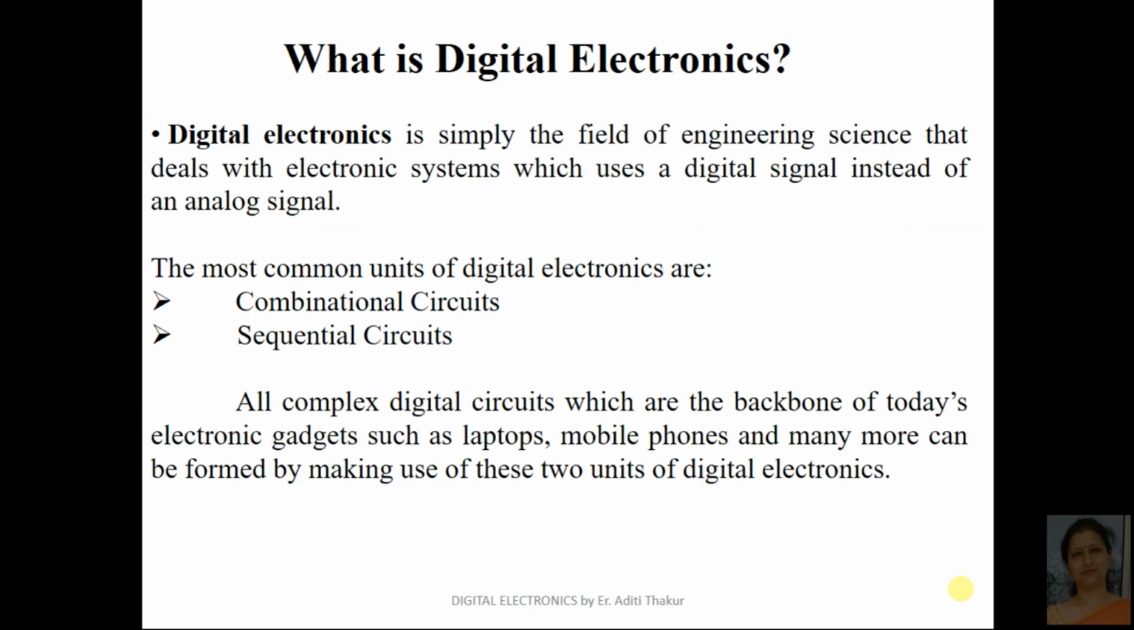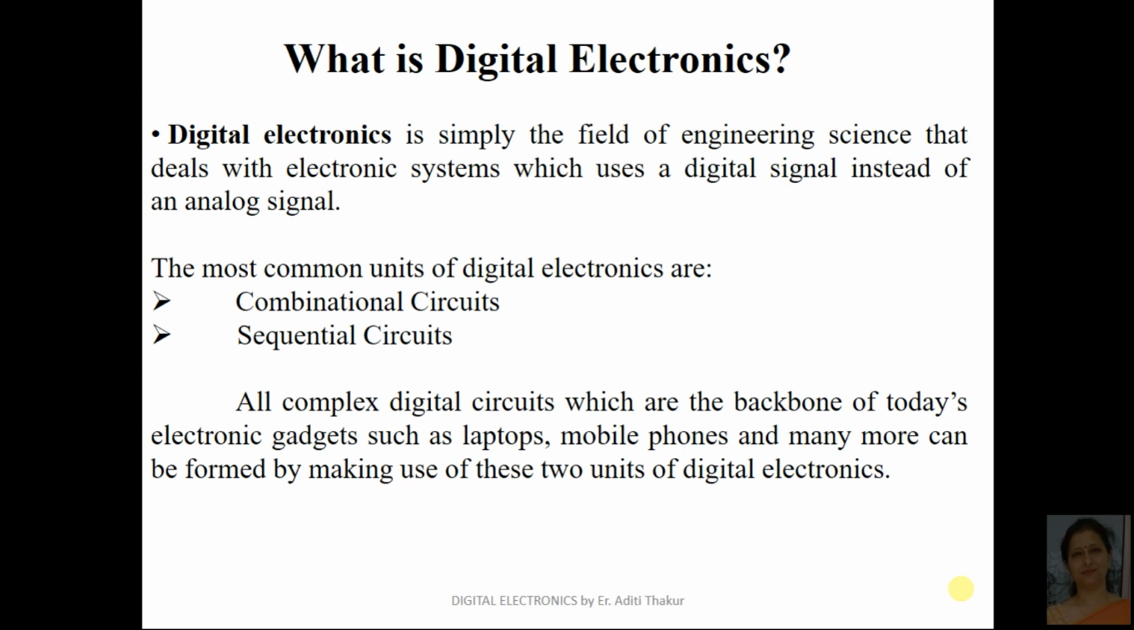Now, coming to our topic, that is digital electronics. What is digital electronics? Simply, digital electronics is a field of engineering science that deals with electronic systems which use a digital signal instead of an analog signal. The most common units of digital electronics are combinational circuits and second, the sequential circuits. We will study all these combinational as well as sequential circuits in our upcoming lectures.